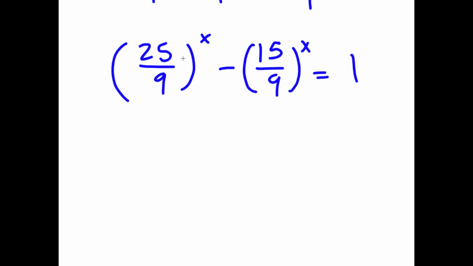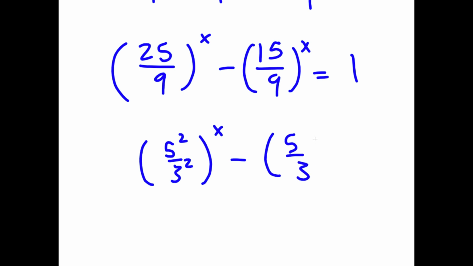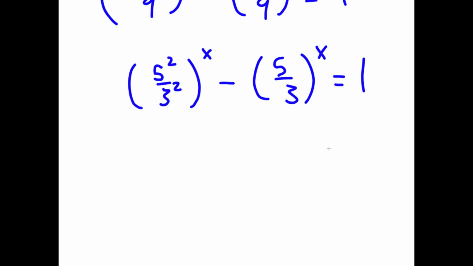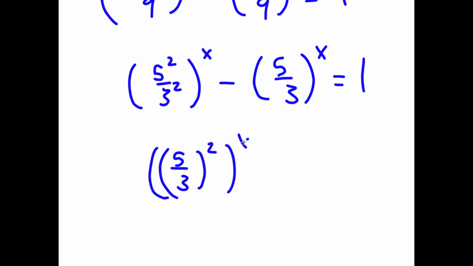Now I'm going to rewrite 25 over 9 as 5 squared over 3 squared to the power of x, minus 15 over 9, which is simply equal to 5 over 3 to the power of x, and this is equal to 1. Now 5 squared over 3 squared is equal to 5 over 3 squared. So I have 5 over 3 squared to the power of x minus 5 over 3 to the power of x is equal to 1.